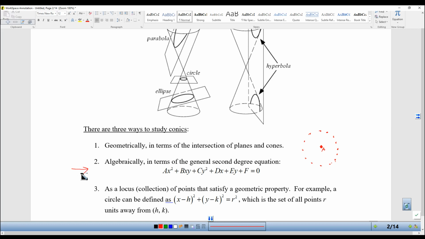We've already studied parabolas algebraically: f(x) = ax² + bx + c. This is something you're really familiar with. We're going to do it as a locus of points, and the reason for that is because it'll allow us to find interesting parts of the parabola.